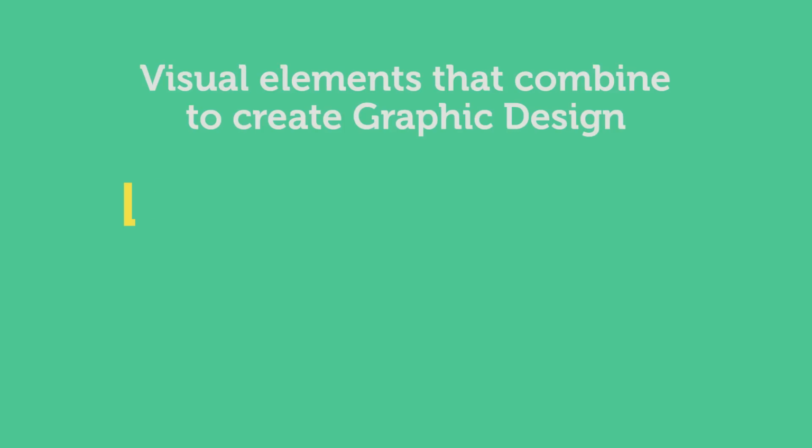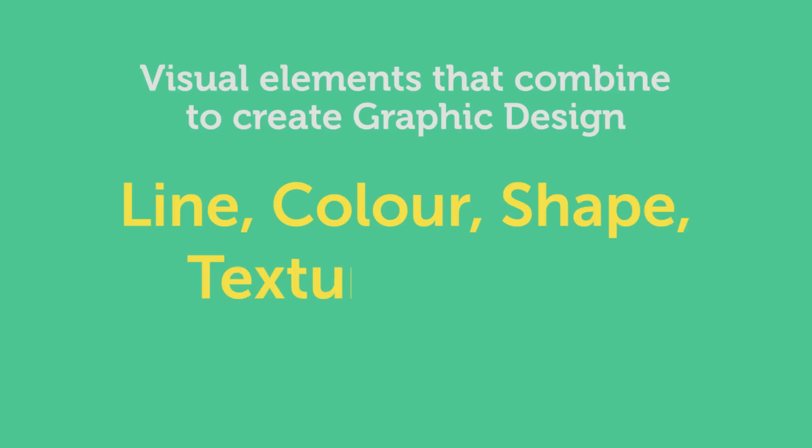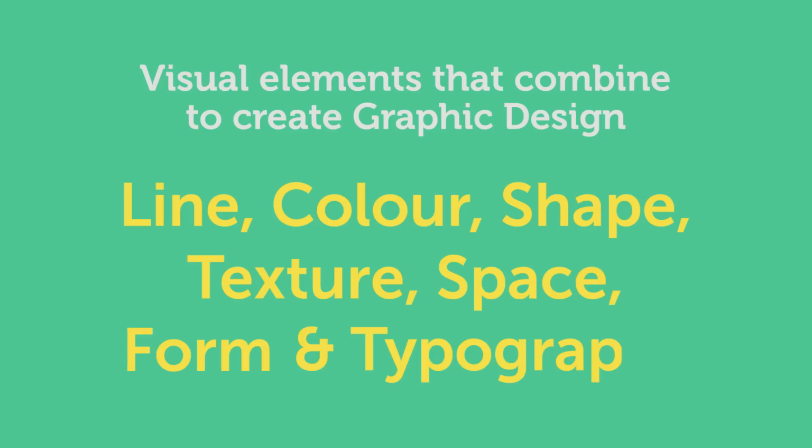So the graphic part of graphic design is made up of visual elements, the building blocks of design. Through the harness of our artistic expression, we choose these visual elements and arrange them on a surface in a layout to convey an idea. The basic visual elements that combine to create graphic design include the following: line, colour, shape, texture, space, form and typography. Whatever work you produce, be it for a magazine, a poster, a website or an advertisement, these visual elements will play a part in your design.